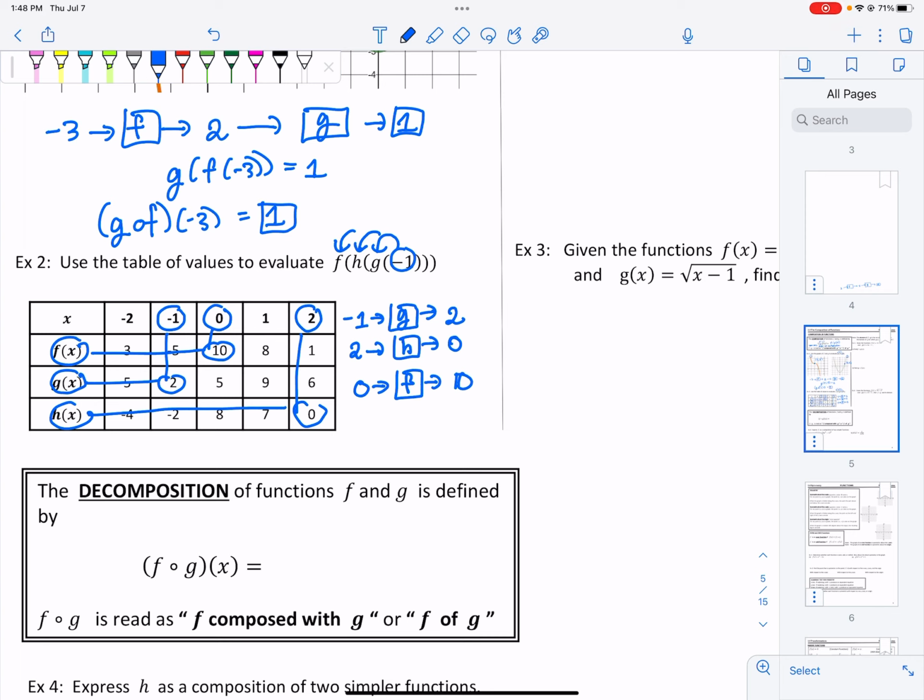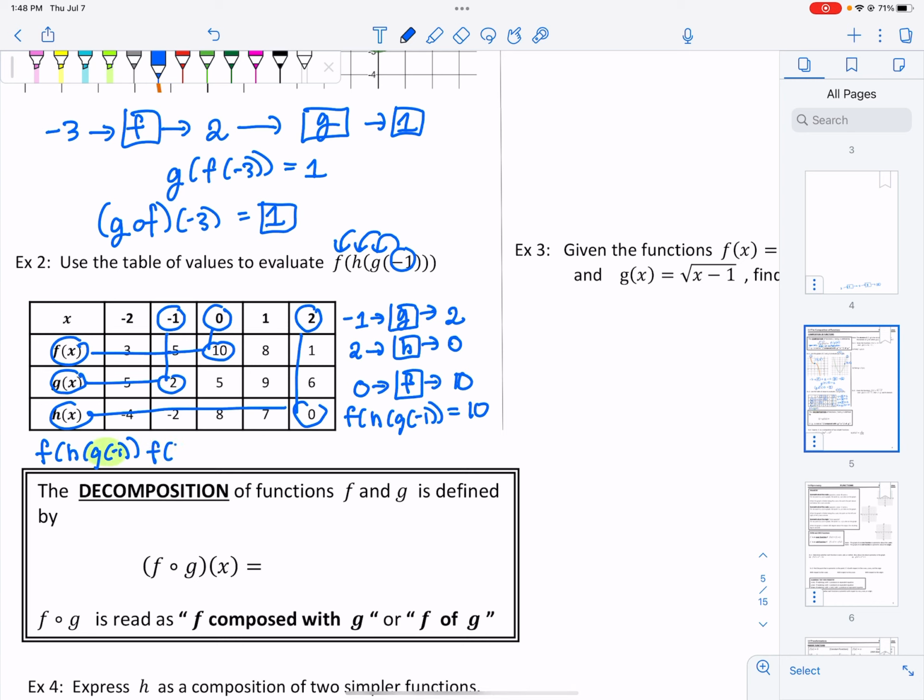So that means f of h of g of -1 is equal to 10. Another way of showing the work for this type of problem is this way. F of h of g of -1. What we're going to do is we're going to replace g of -1 with the output.